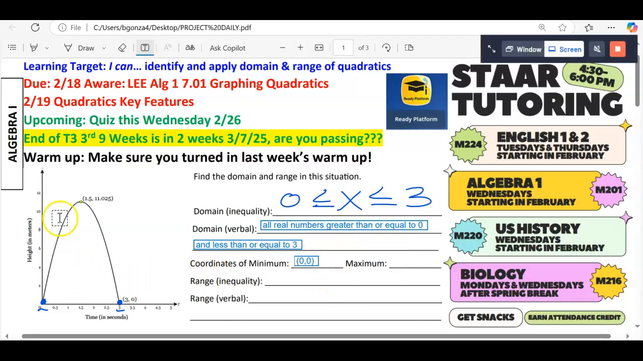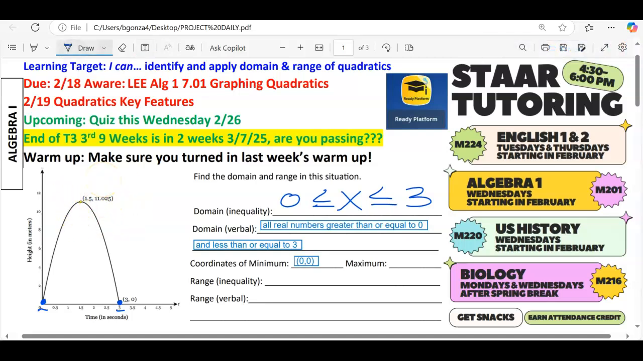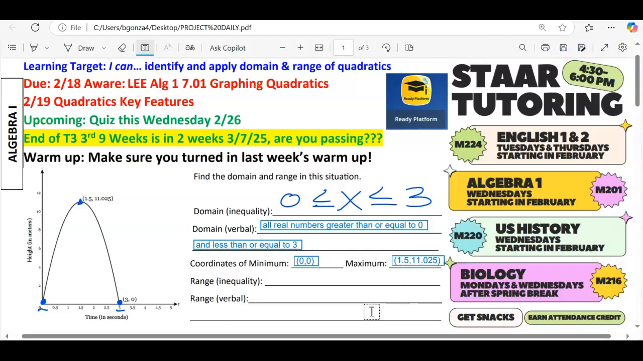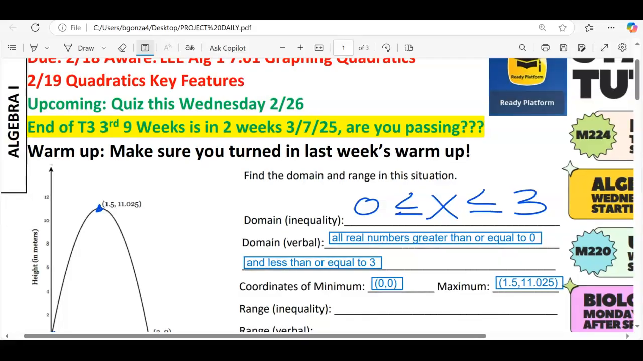And then our maximum at the tippy top here, you can see it right there. By the way, that is considered a shaded circle right there. Well, the coordinates of that maximum are 1.5, comma 11.025. Cool. Here, I'll zoom in so it's a little easier to see.